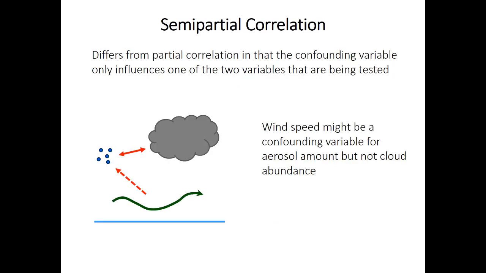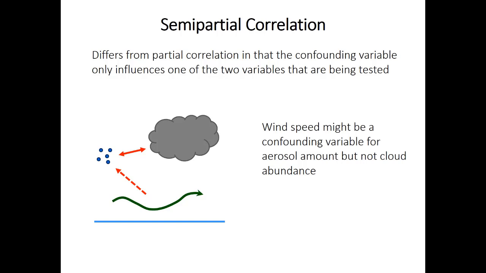So though partial correlation is the more commonly used of the two methods, there's also something called semi-partial correlation, and it is quite similar. Basically, the only difference is that the confounding variable is only thought to influence one of the two main variables and not both of them as in the previous case. So perhaps wind speed affects aerosol amount, but not cloud abundance. So in that case, we could run a semi-partial correlation to assess the correlation between aerosols and clouds while accounting for the confounding effect of wind speeds on aerosol abundance only.